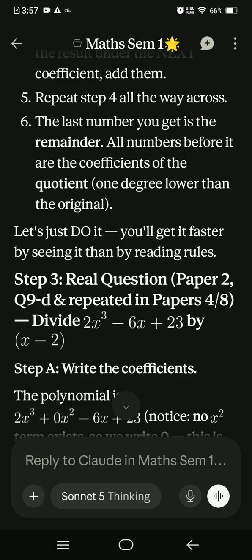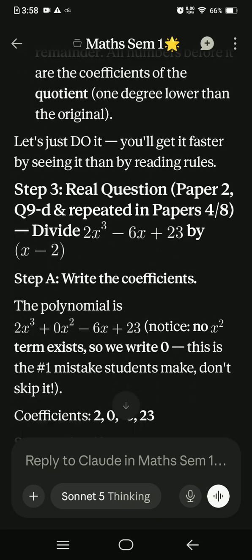All the numbers before it are coefficients of the quotient, 1 degree lower than the original. So the quotient is 1 degree lower than the dividend. Yeah, dividend. Sorry, not divisor. Okay, let's just do it. You'll get it faster by seeing it than by reading rules.